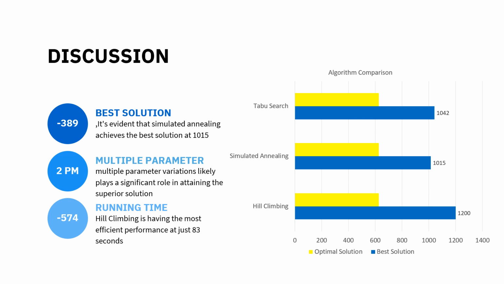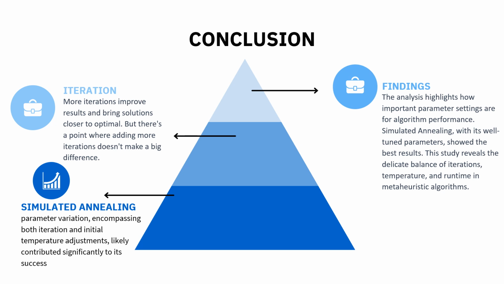Then when comparing the running time here, hill climbing has the lowest running time, which is just 83%. But looking into the result, it is still negative 574 when compared to the optimal solution here, which is 662. So in conclusion, from the analysis, more iterations improve results and bring the solution closer to optimal. But there is a point where adding more iterations doesn't make a big difference, as we observe in the taboo search parameter.